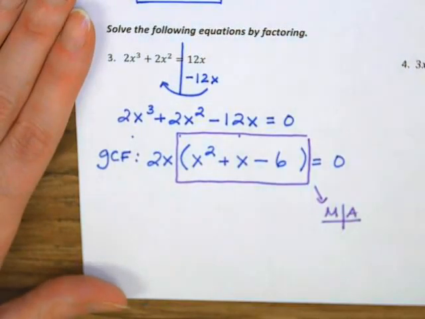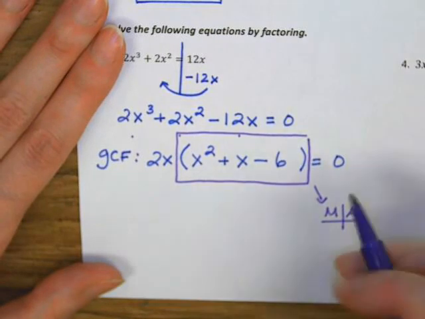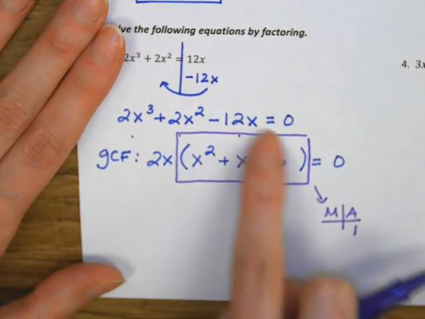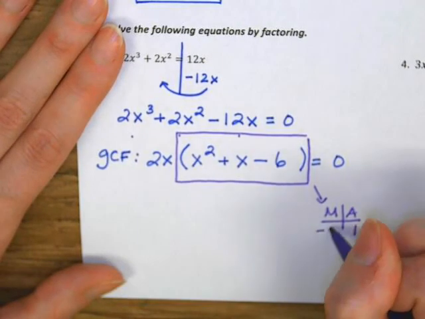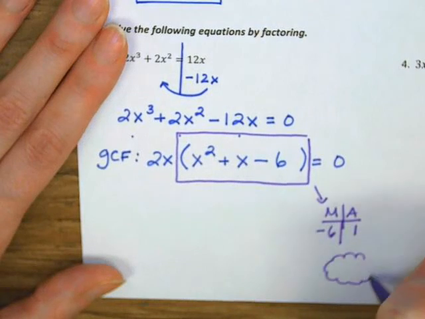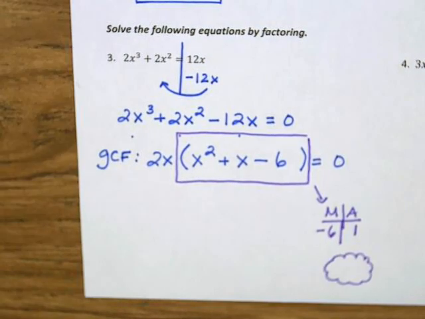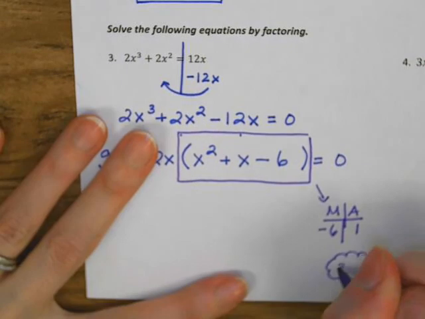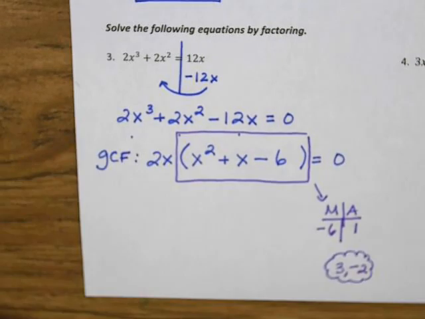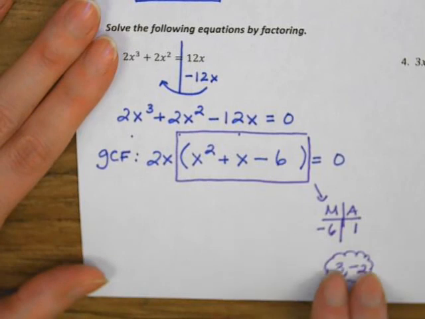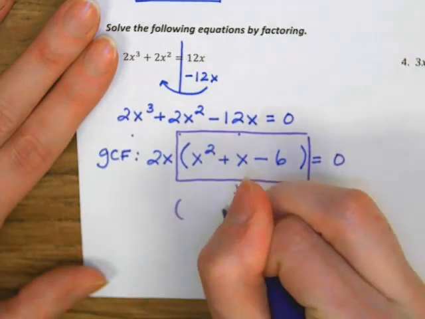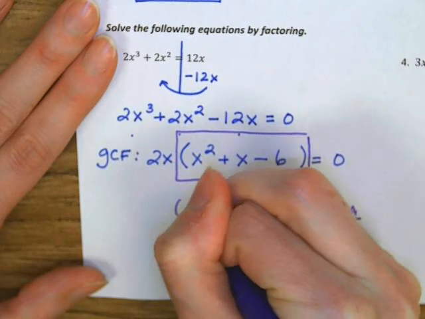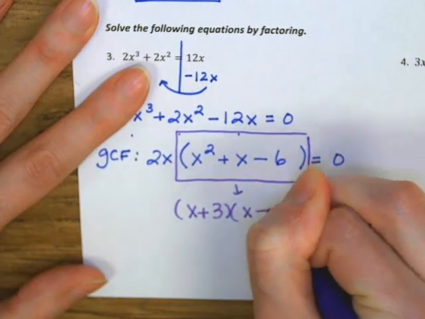So, we need to find two numbers that add to the middle, 1, and multiply to the product of the first and last. So 1 times negative 6 is negative 6. So what are two numbers that multiply to negative 6 but add to 1? And you guys will find that that's 3 and negative 2. Now remember, you can plug them into the middle, or the shortcut is, if it's positive 3 and negative 2, then when you write it as factors, it's x plus 3, x minus 2.